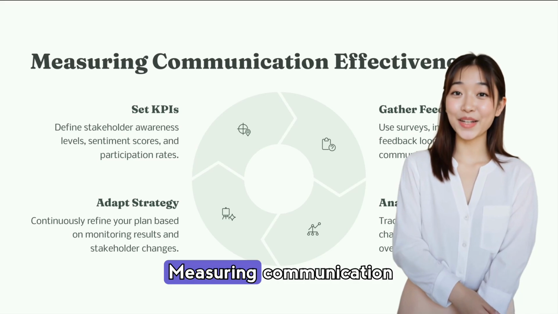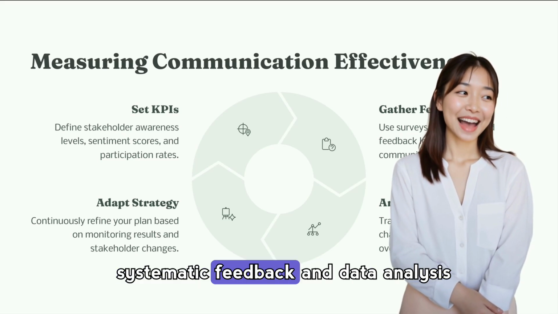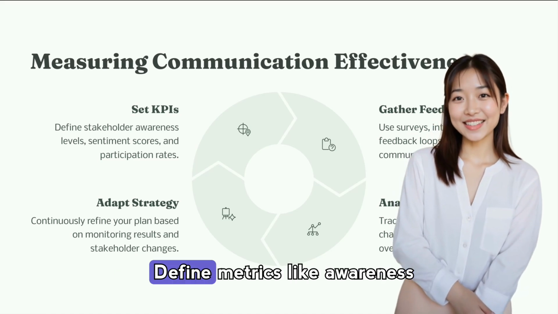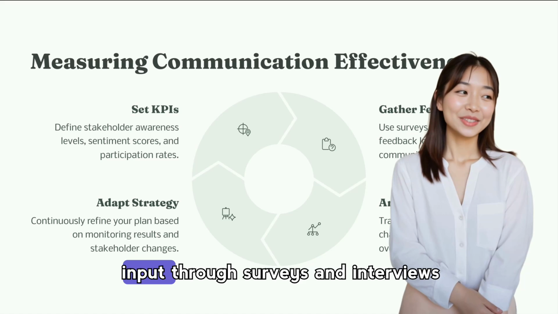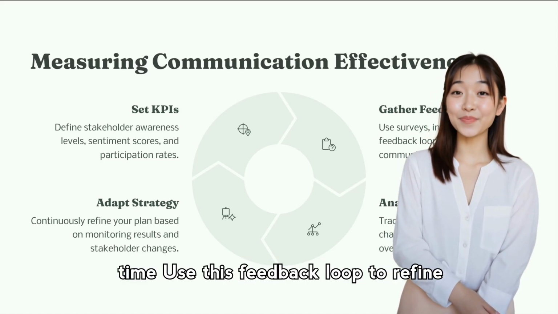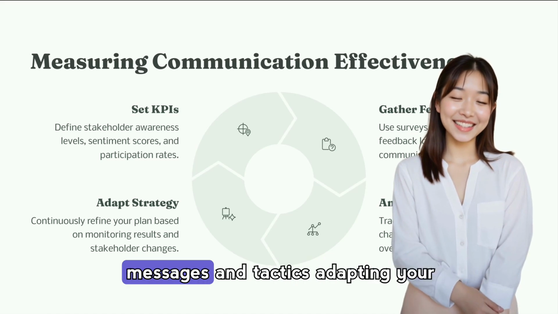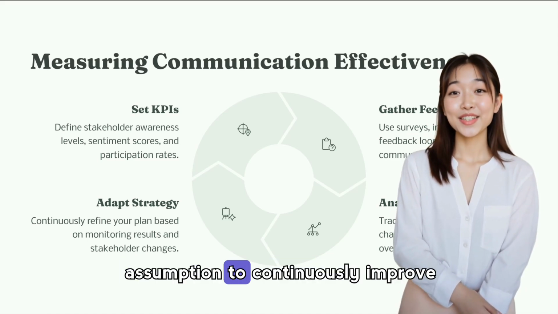Measuring communication effectiveness requires clear KPIs, systematic feedback, and data analysis. Define metrics like awareness, sentiment, and participation, gather input through surveys and interviews, and track engagement analytics over time. Use this feedback loop to refine messages and tactics, adapting your plan based on evidence rather than assumption to continuously improve stakeholder outcomes.